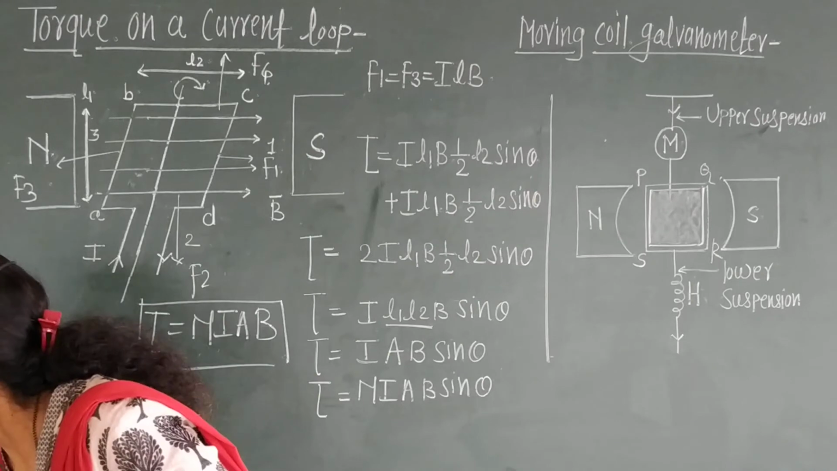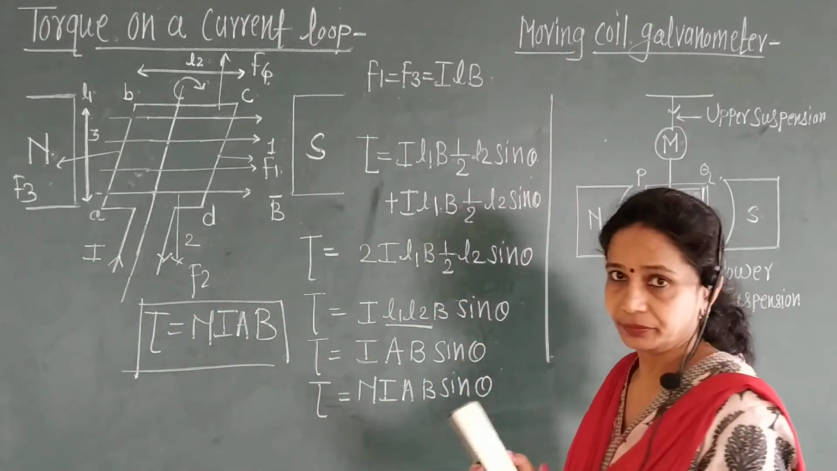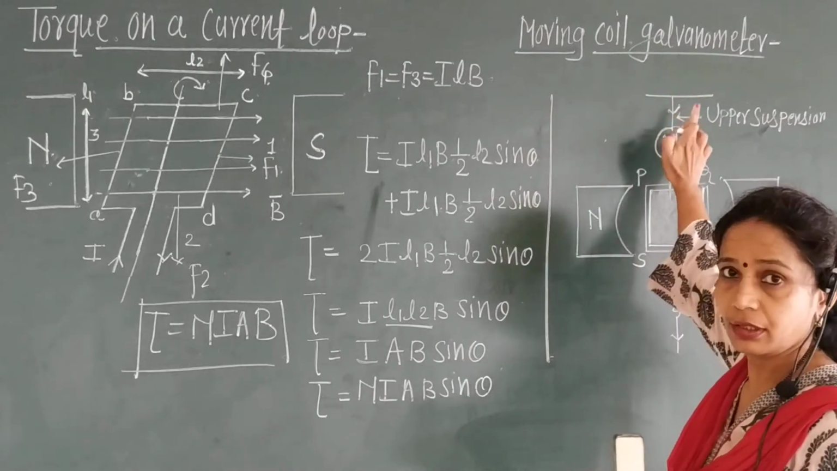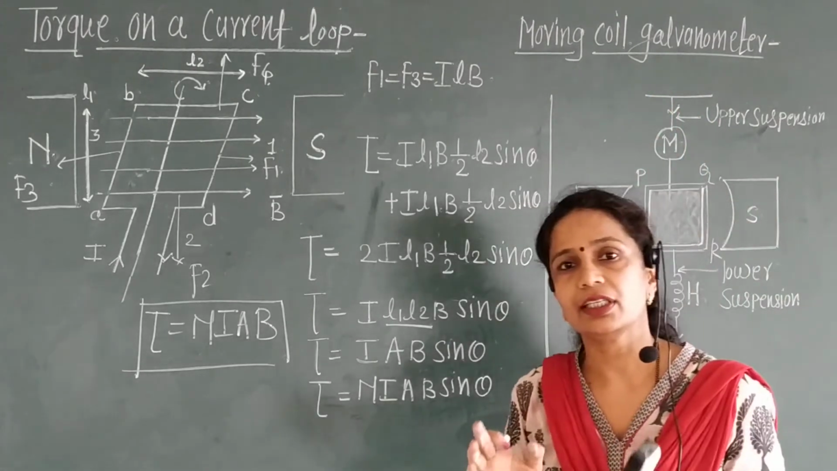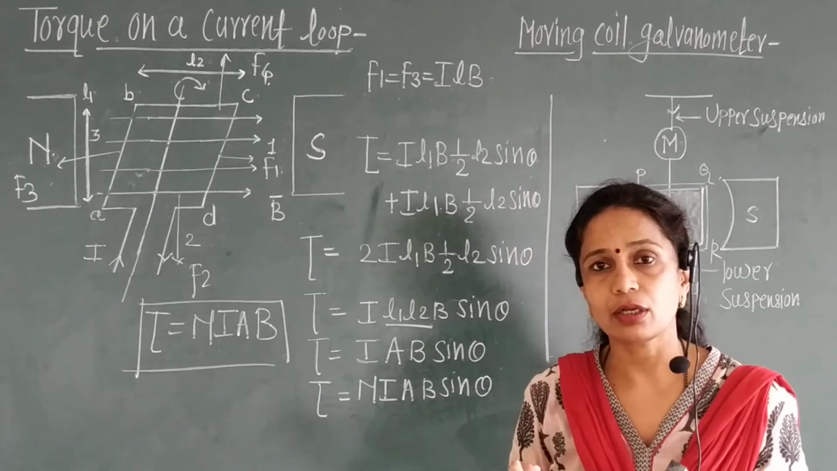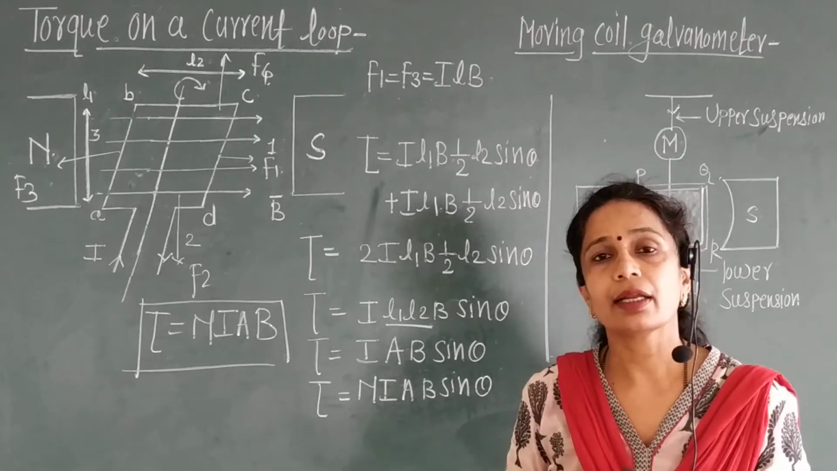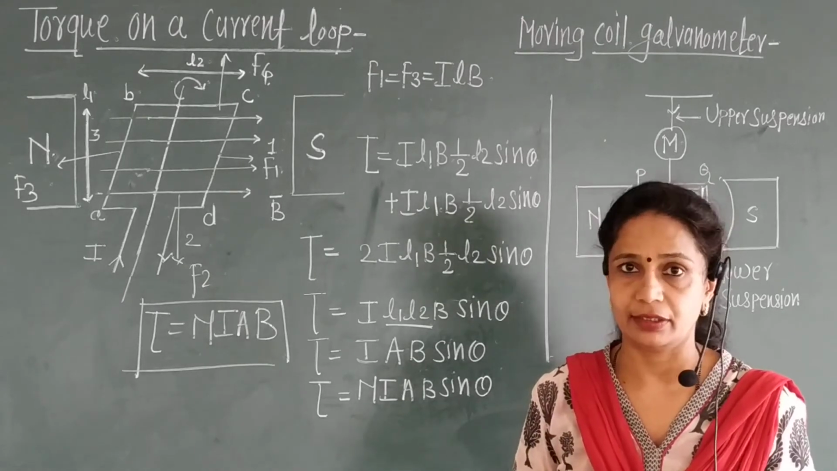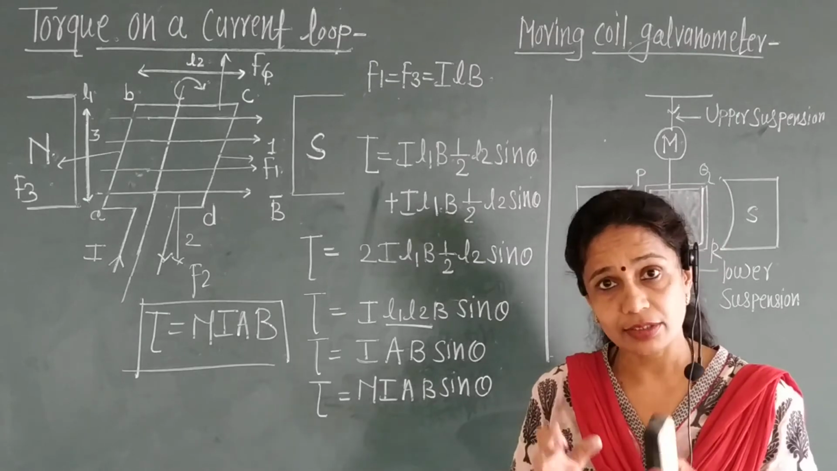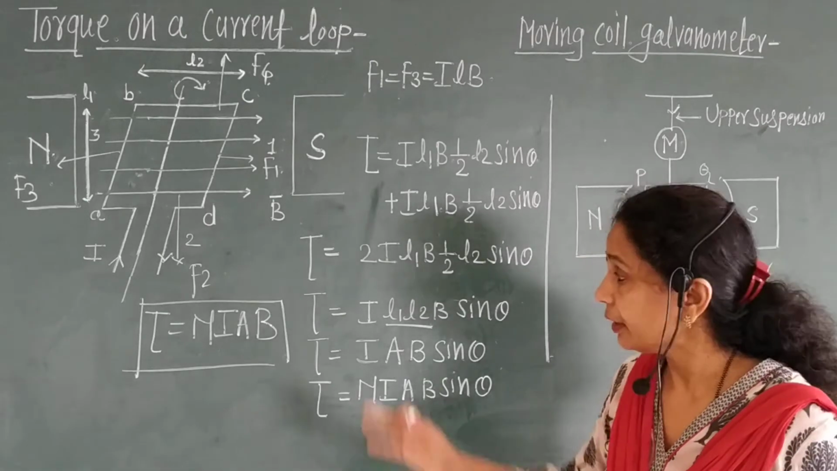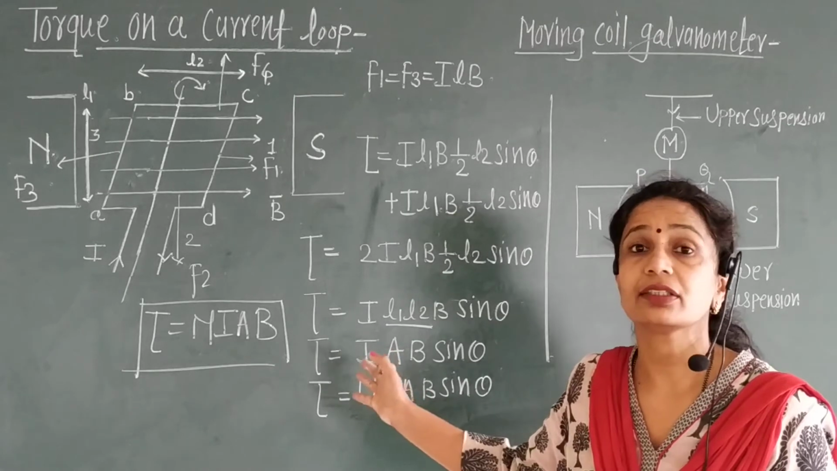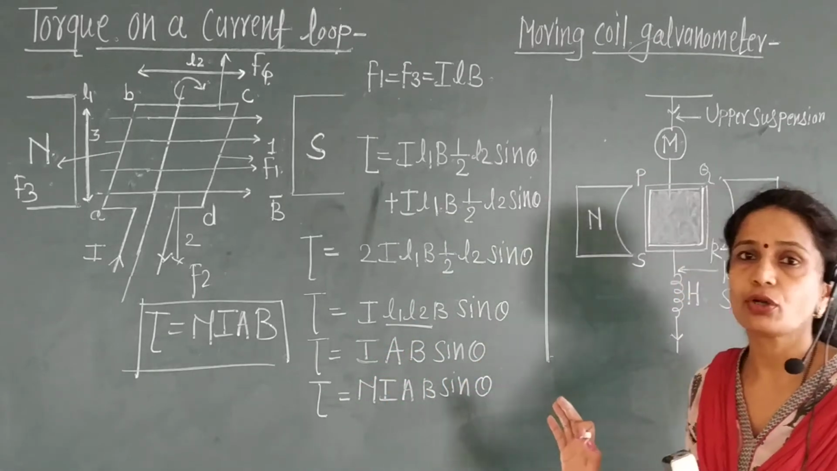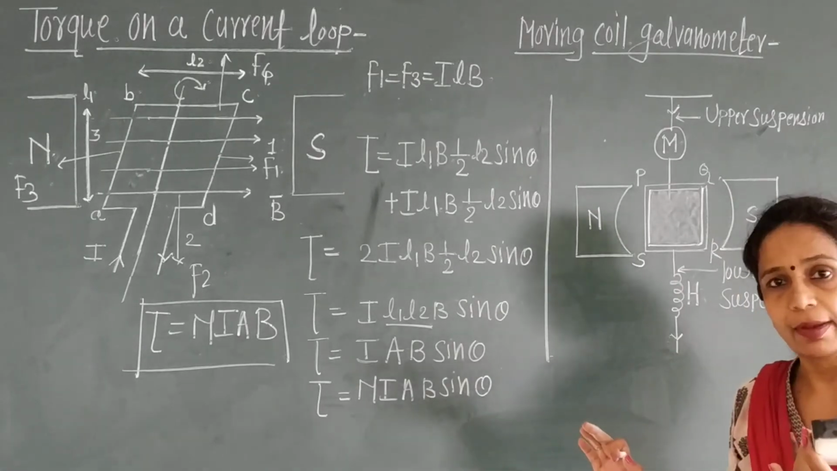Okay, now the next point is MCG, moving coil galvanometer. You know that MCG is used to measure or detect current, and also it measures the potential difference between two points in a circuit. Therefore, the construction of the MCG again depends upon the same thing, that is the torque acting on a coil. What is the construction of MCG? Already you are familiar with this.